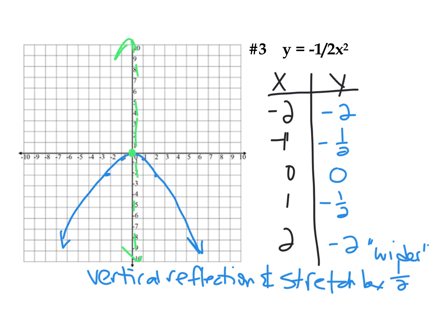So pay attention to what happens when this a value is negative. Anytime the a value is negative, your parabola should be opening down. If it's not, then you know there's a mistake. And that negative 1/2 is going to widen the graph out.